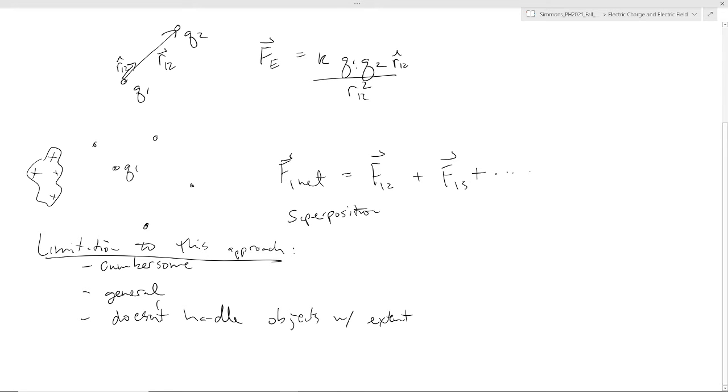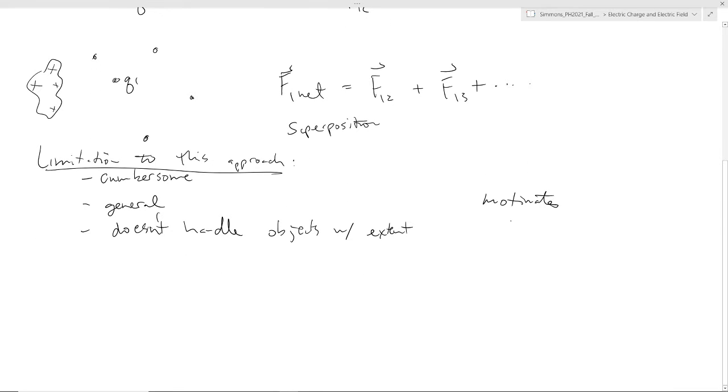So as you can imagine, we're going to have to extend this picture. All of this motivates the idea of the electric field. Like often happens in physics, we add a layer of abstraction. We use a little bit more sophisticated idea, the field, rather than just force. And this gives us a more powerful way of approaching and solving problems.